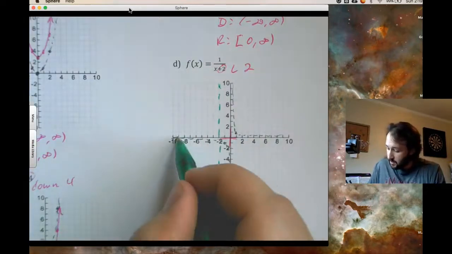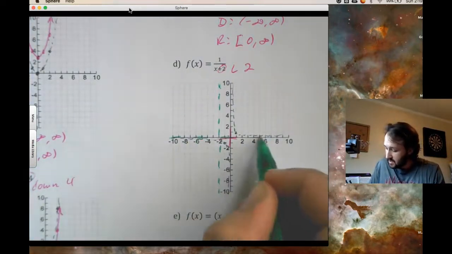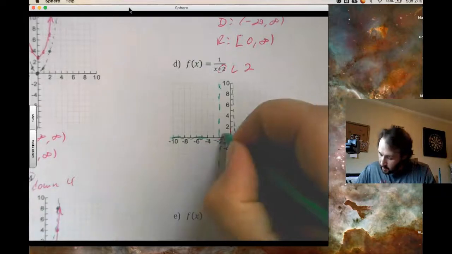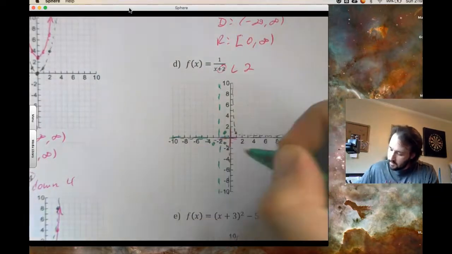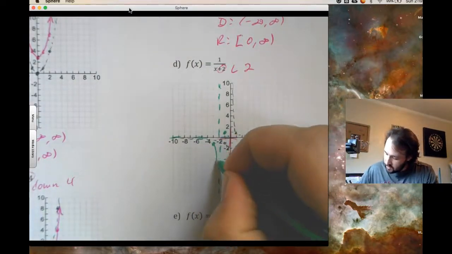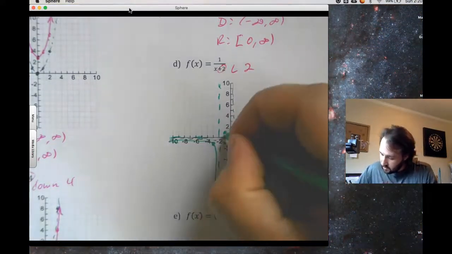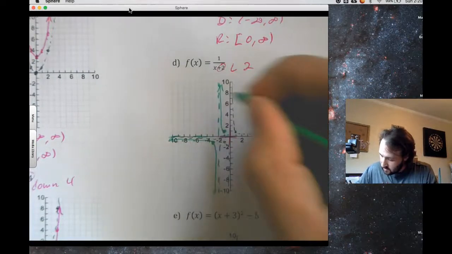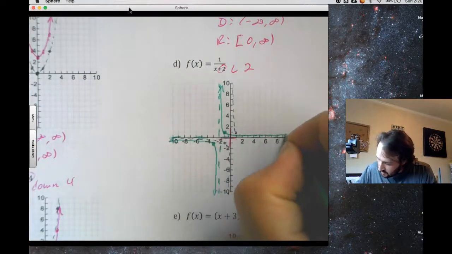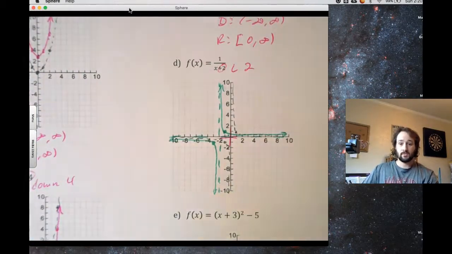Now it did not move up or down, so the horizontal is going to stay exactly where it is. I have a point here and a point there, and then I'm going to get closer to the asymptotes as I go out in both directions. So closer and closer, closer and closer, and there would be our new reciprocal function.